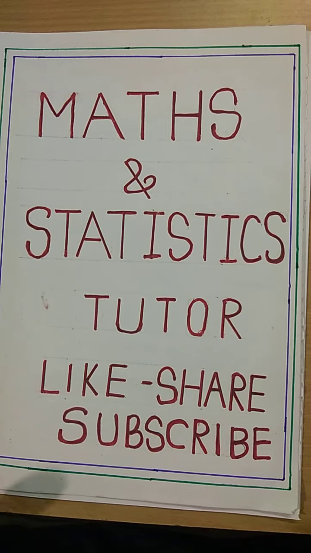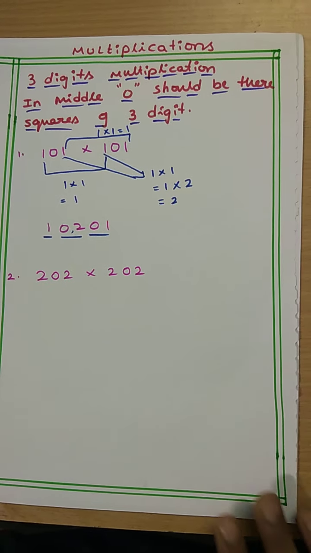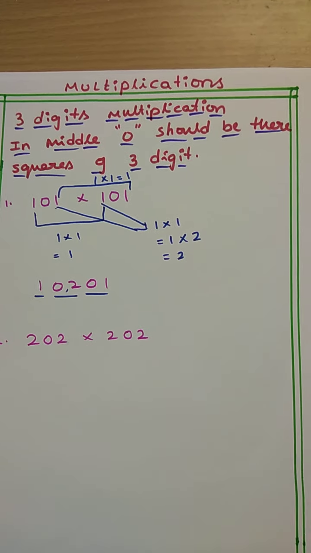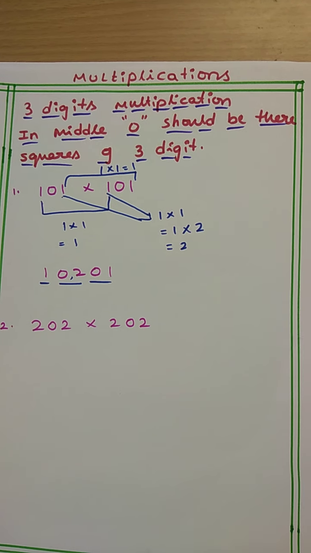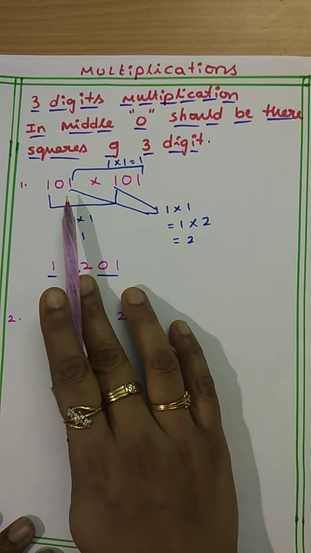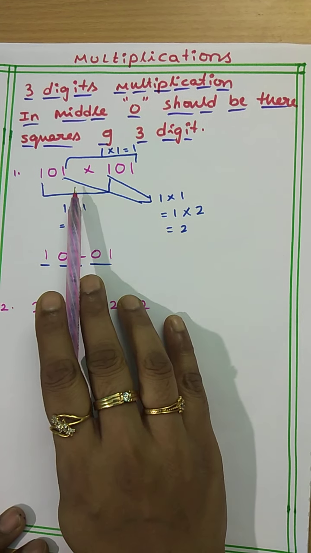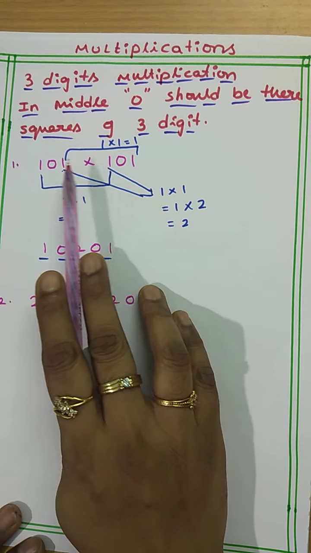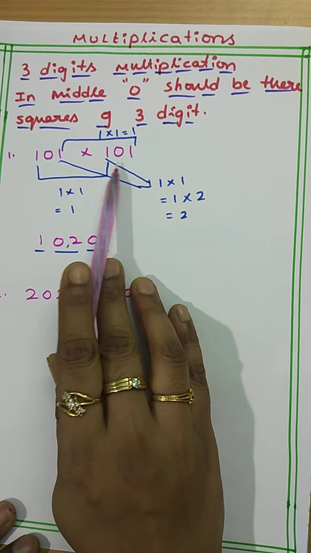Today I am going to explain a simple technique for multiplication: the squares of a 3-digit number. Here, 101 into 101, but one condition should be satisfied: the middle digit should be 0. This is the square of a 3-digit number.